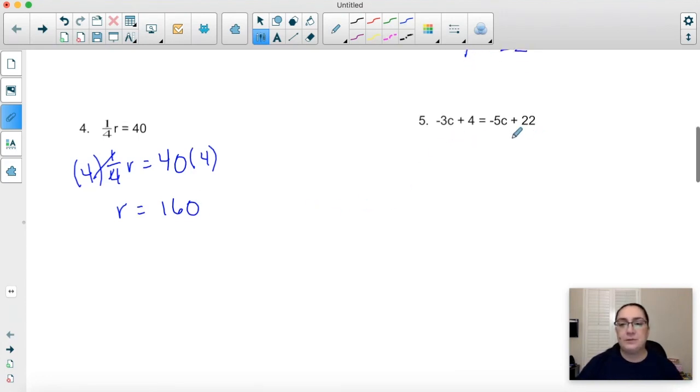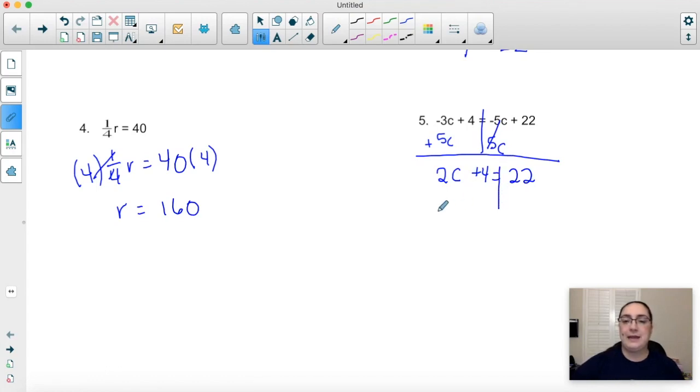Number 5. Now notice we have variables on both sides and constants, and that's okay. Let's go ahead and solve this. So over here, we're going to move constants with constants and variables with variables. So the inverse of negative 5c would be positive 5c, plus 5c. These cancel each other out, so negative 3c plus 5c is 2c. And then we have plus 4 equals 22 is left over by itself.